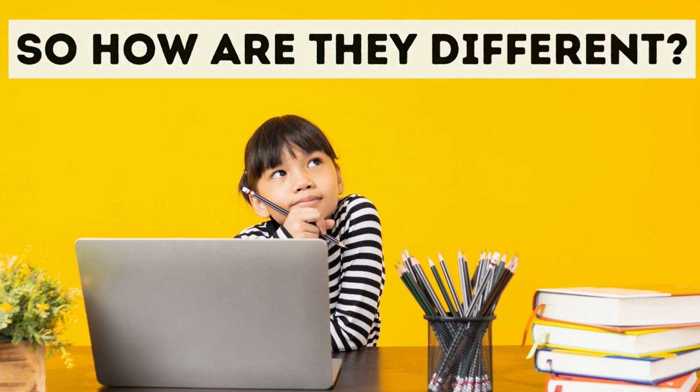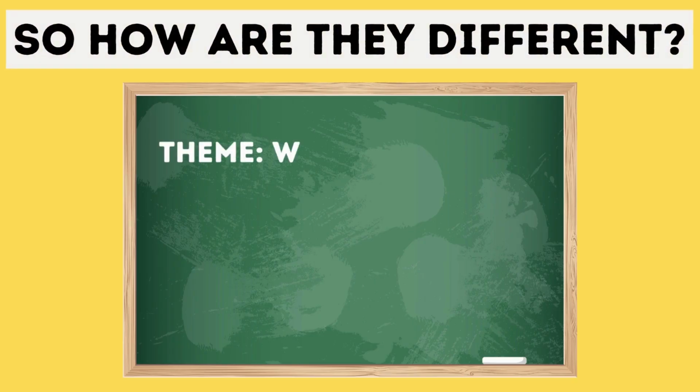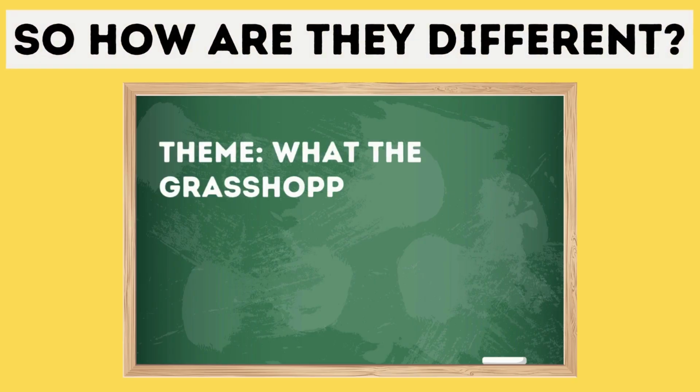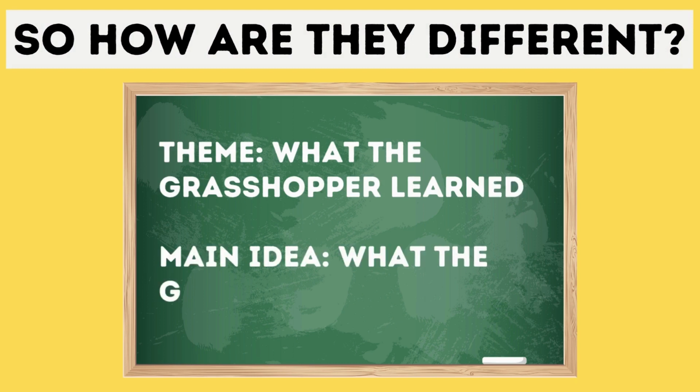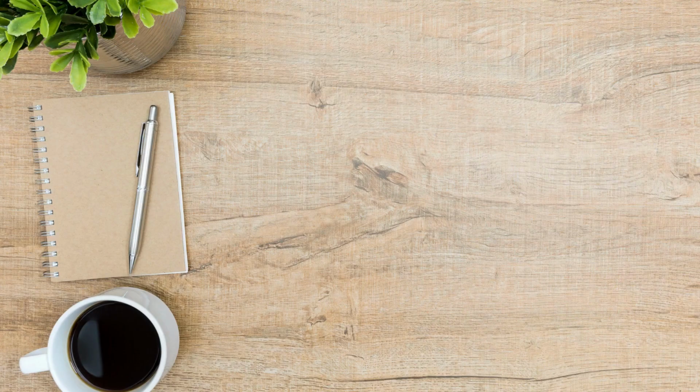So how are these different? In the case of the Ant and the Grasshopper, the theme is what the grasshopper learned, which is to work some in the summer. Versus the main idea is really just what the grasshopper actually did throughout the story, which is he had to come and beg for food.